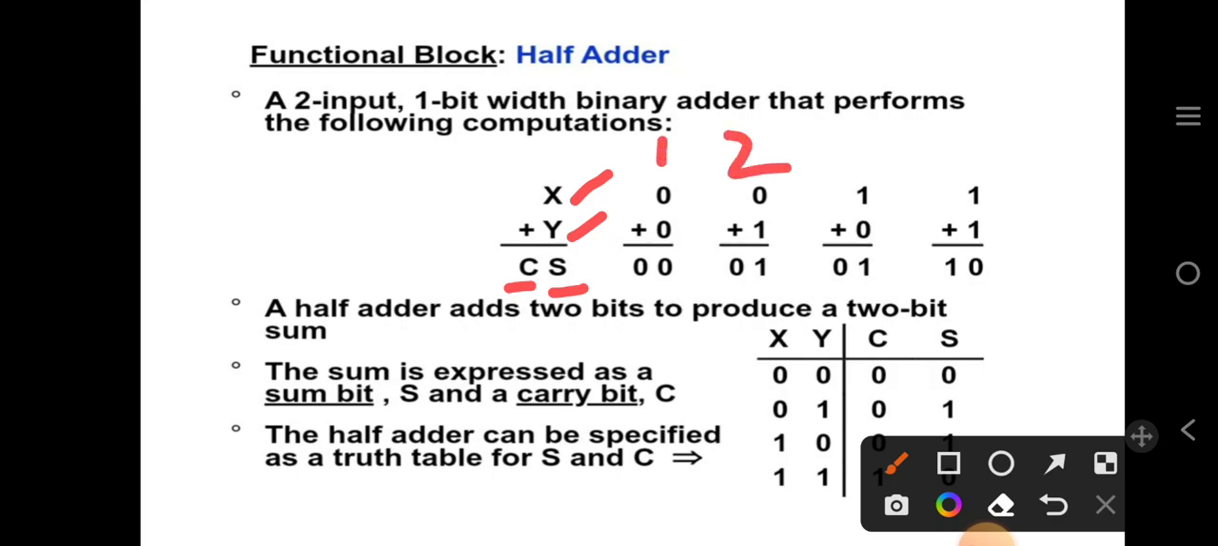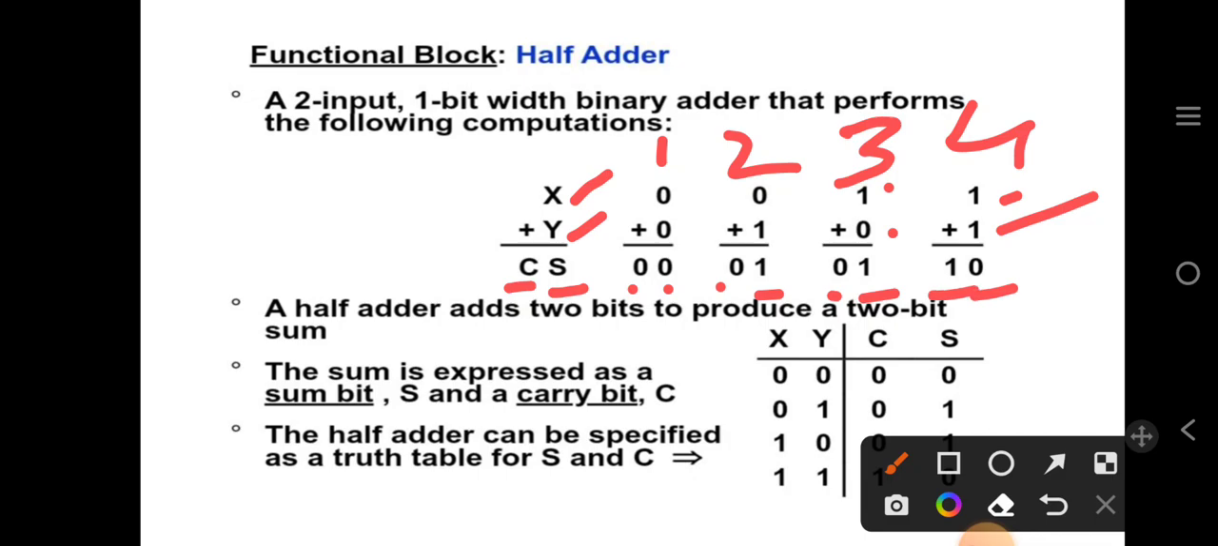This is first, second, third and fourth. So for the first combination, if you add 0 0, the sum will be 0, carry will be 0. If you add 0 and 1, the sum will be 1, carry will be 0. If you add 1 plus 0, then sum will be 1 and carry will be 0. If you add both the inputs 1, then the sum will be 0 but the carry will be 1. So these are the 4 possible combinations of inputs of half adder.